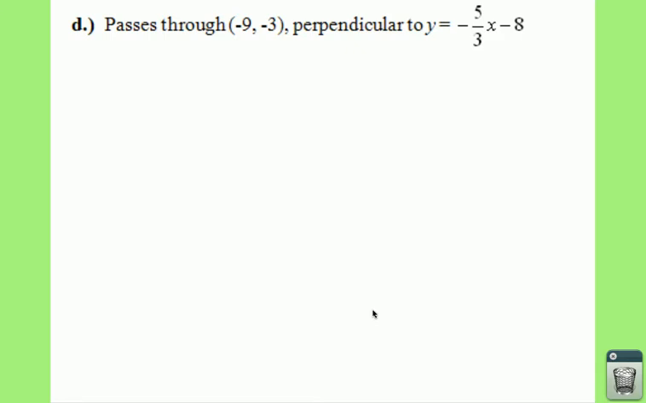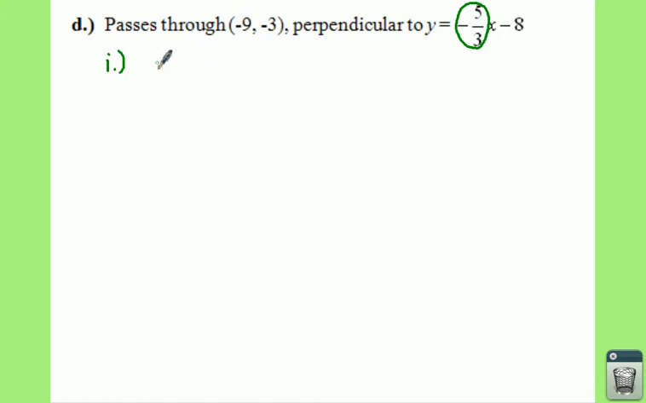Alright, whenever you have a perpendicular line, you have to remember that your lines have a negative reciprocal slope. So first we need to find our slope. That's the first step. So your m, well, if you look at your equation, this is already solved for y. So we're going to look at our slope right here. That's negative 5/3. And so m equals negative 5/3 is what we're given.